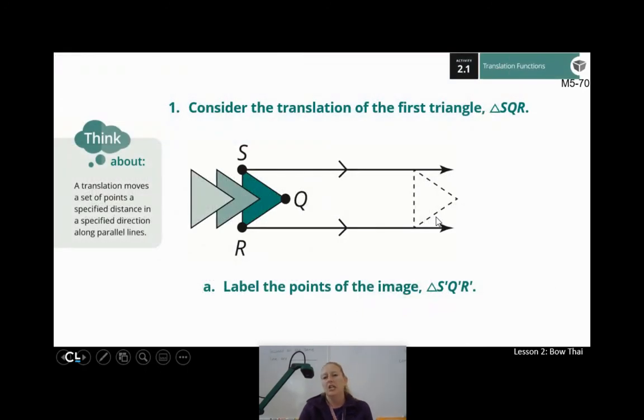I'd like you to consider the translation of this first triangle. So we said it's going to slide in, slide in, slide in, and then the name will appear. We're going to call this first triangle SQR. So here's what I want you to do. Just start off with the basics. I want you to label the image, and instead of SQR, we're going to label it S prime, Q prime, R prime. Can you just take a moment and write that down on your paper? All right, so you labeled the new triangle S prime, Q prime, R prime. Yay, that's part A done.